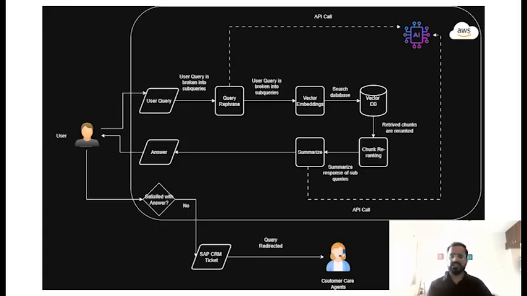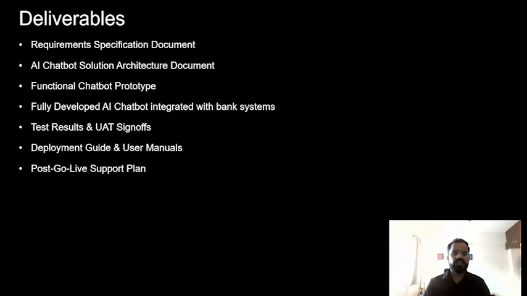So now that we have discussed the architecture diagram, let's discuss what the deliverables will be, and then we can start with the development process. As you can see on your screen, the deliverables would be to create an architecture diagram and share the documentation with the client, create a functional chatbot prototype so that they can give their reviews on what should be added, what should be modified or removed, and we can go ahead from there and integrate with their banking system, their databases, create a test case, and UAT sign off should be done, and then we have a post go live support plan as well. That's our deliverables for this.